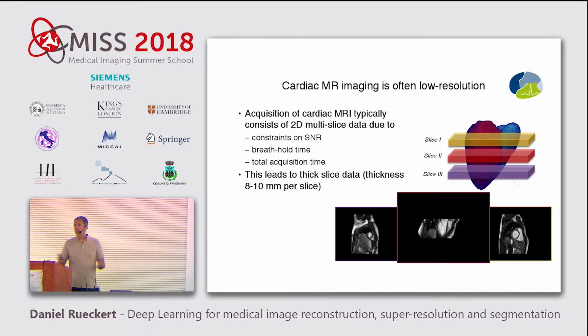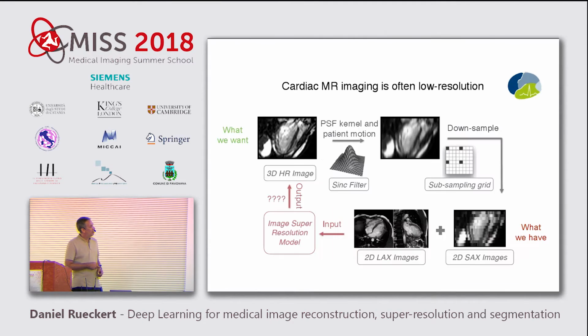Obviously, with all the things you have learned by now, you know this is a super easy problem for a deep learning network. You just need some training data where you know how your 3D image looks. You need some data which matches what you actually have.